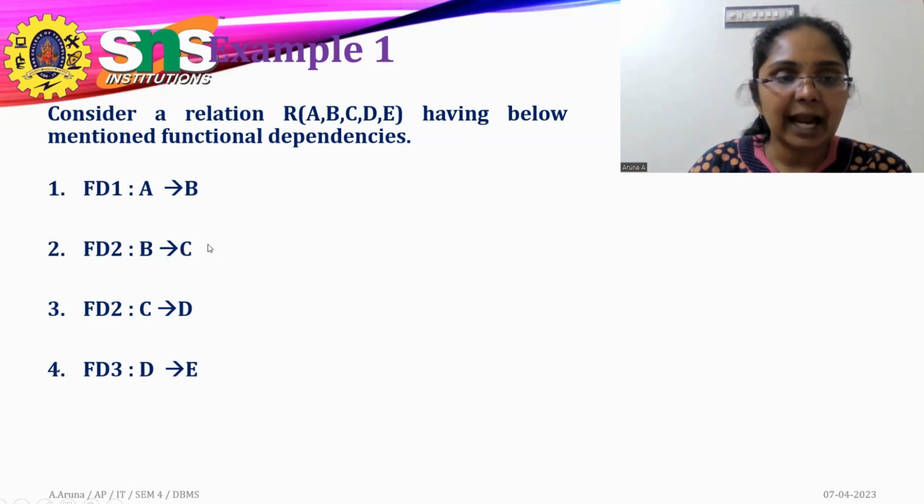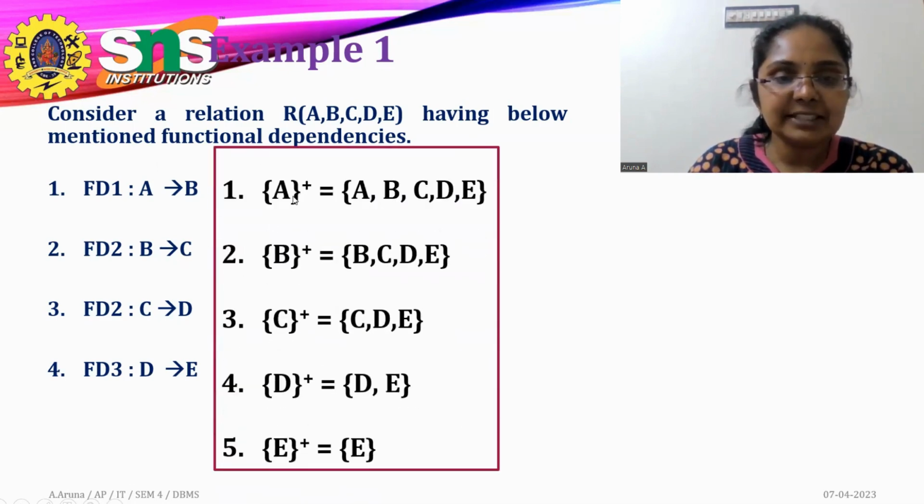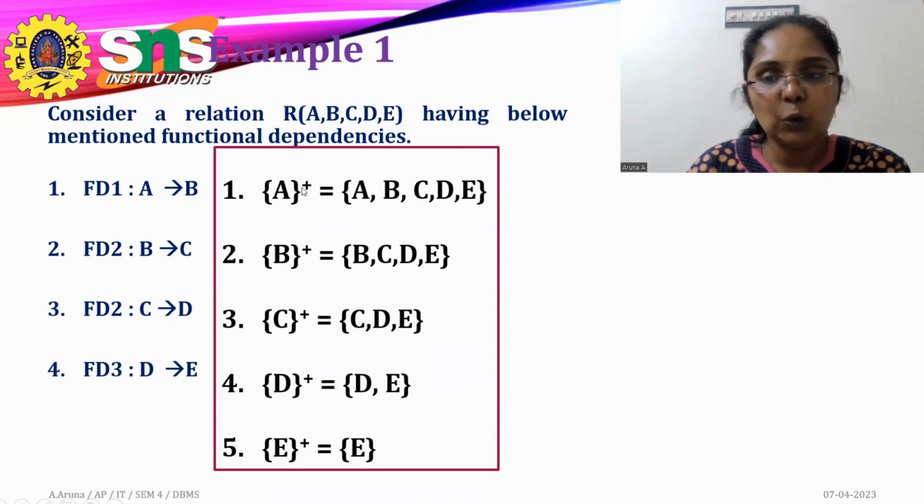So how can we calculate the closure set? For example, first I have calculated A plus, where A is the attribute. So I'm going to calculate the A closure. First we're going to identify the singleton attribute closures. After that we can go for the 2, 3, 4 and 5. So in this case, I'm going to calculate the A closure.